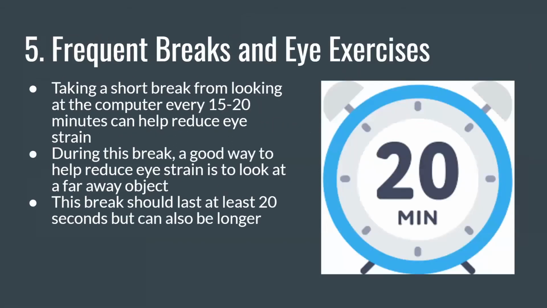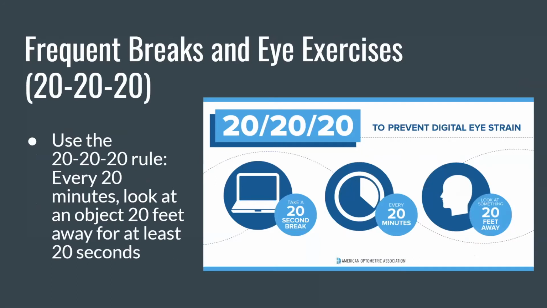Our fifth tip is to take frequent breaks and eye exercises. So, taking a short break from looking at the computer every 15 to 20 minutes can help reduce eye strain. During this break, a good way to help reduce eye strain is to look at a far away object. And this break should last at least 20 seconds but can also be longer. And you may have heard of this rule called the 20-20 rule. So it's telling you to every 20 minutes look at an object 20 feet away for at least 20 seconds.